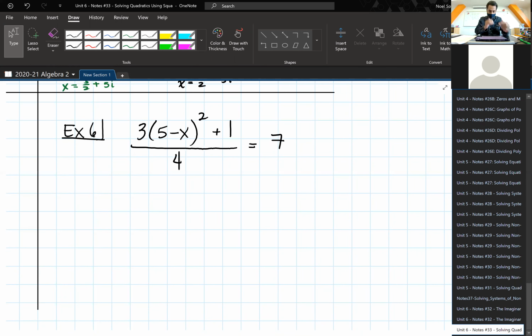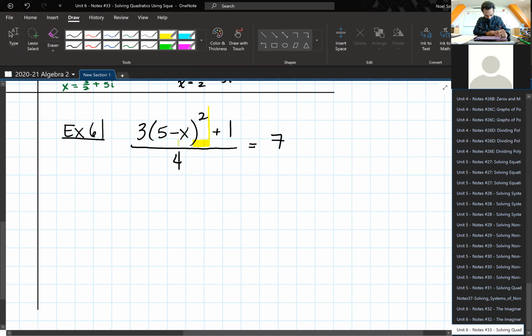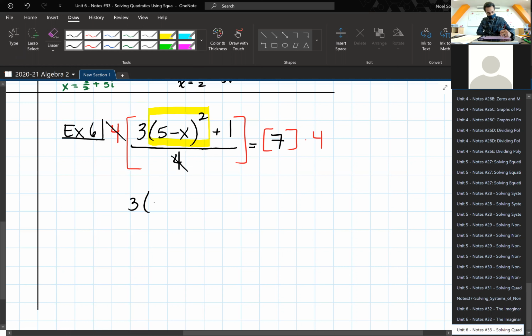We have to first get the parentheses squared by itself. That's the goal. We need this by itself. Everything else we need to find a way to get rid of. How do we start? Well, first let's get rid of the denominator of 4. So we can multiply everything by 4. If we multiply the left side by 4, that's going to help us get rid of it. And we multiply the right side by 4 as well. So 4 over 4 just leaves us with 3 times (5 minus x) squared plus 1 equal to 7 times 4 is 28.